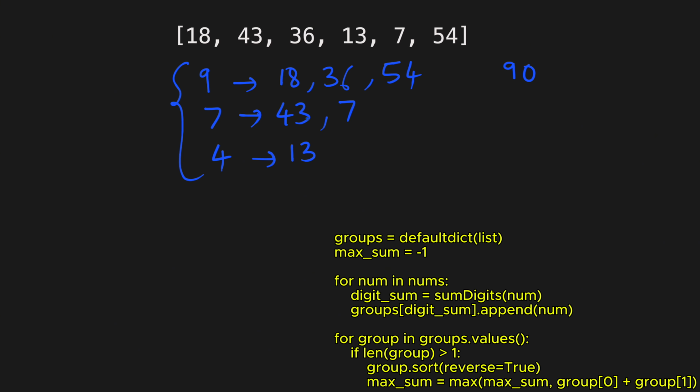Then the next group 7 has two elements 43 and 7, which will result in a sum equal to 50, which is less than 90. And group 4 only has one element, so we can skip it because we can't form a pair. And throughout the iteration, the maximum sum we had was 90 and that will be our answer.